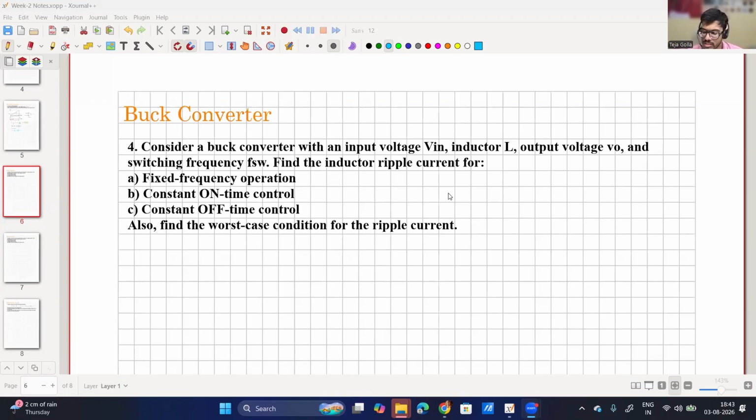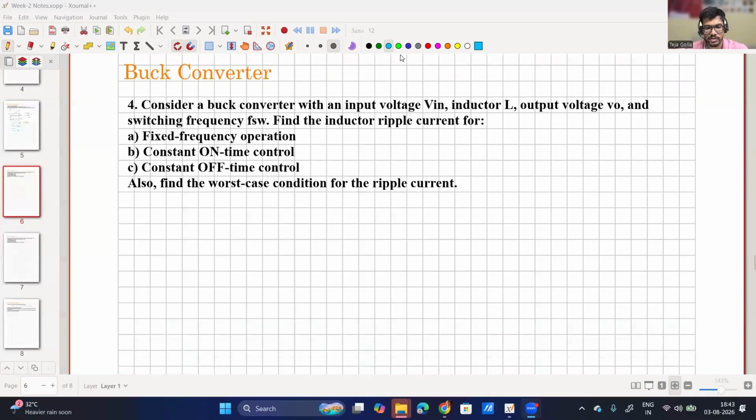So what will be the worst case? In our previous session, week 1, we discussed that at maximum input voltage, a buck converter will have the worst case current ripple, meaning maximum current ripple, but it can vary with different modulation techniques. For constant on-time it may be different, for constant off-time it may be different, so we are not sure, we have to check. So can anyone tell me the expression for delta IL for a buck converter?